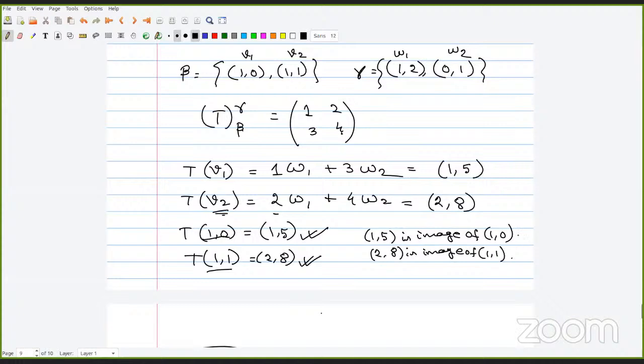Right? This final matrix is just the representation of the transformation along with the basis. A representation of the transformation with respect to these bases. Okay. If bases are given, then the transformation is unique.